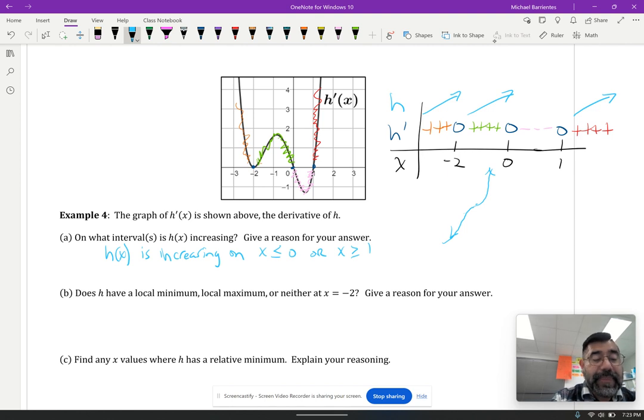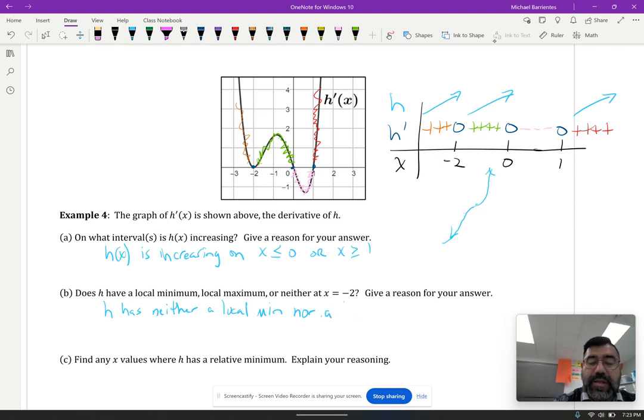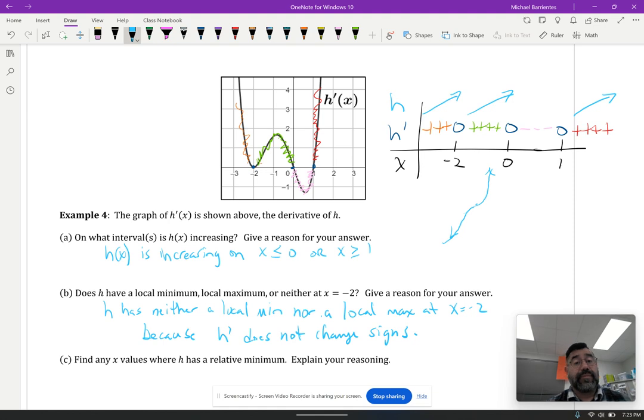But let's answer the question. H has neither a local min nor a local max at x equals -2, because h prime does not change signs. And that's it, right?